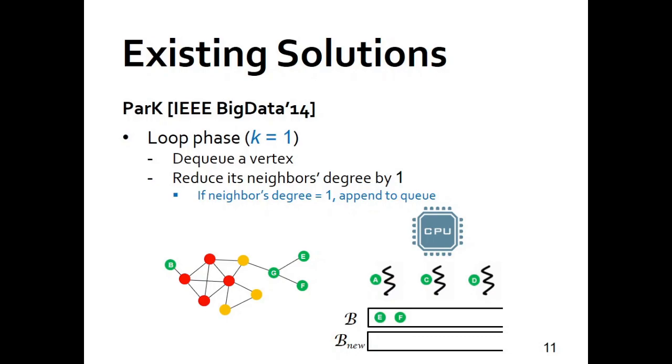As the vertices A, C, D are processed, they are removed from the graph, and their neighbors' degree is reduced by 1. After the removal, vertex B is now at degree 1, hence it is appended to the new buffer. The new buffer, B new, is used to collect vertices during the loop phase. Now, E and F vertices are processed and removed from the graph. It caused vertex G to be added to the new buffer. Certain threads can sit idle as there are no more vertices in the buffer to process, hence wasting the resources.